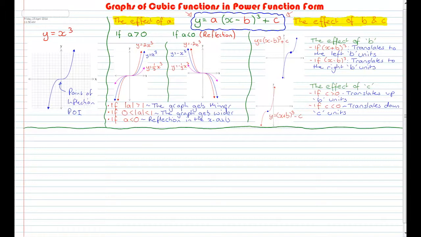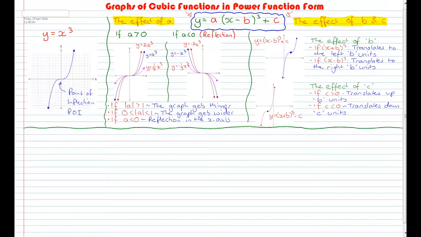If the magnitude of a is between 0 and 1, so therefore a fraction like 1 on 4 or 1 on 5, the graph becomes wider. So let's have a look here. We've got a graph of 1 on 3 x cubed and negative 1 on 3 x cubed. As you can see, the graph here is wider than your normal y equals x cubed graph. And like I said before, if a is less than 0, you get a reflection in the x-axis.